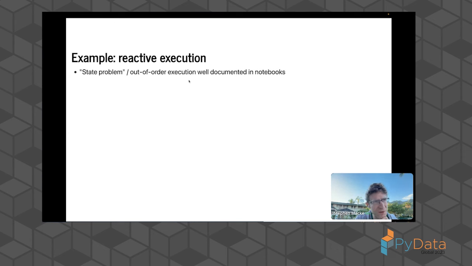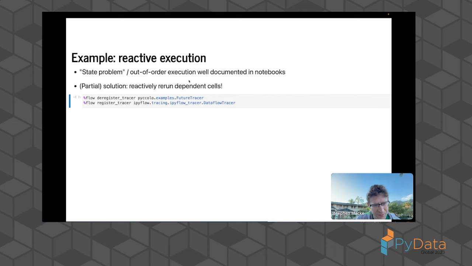And the reason for some of these problems with notebooks is that you can run things out of order, and it gets really hard to keep track of the state of the notebook because you have to think about it in your head the whole time. So one partial solution to this problem is to reactively rerun dependent cells whenever something changes. So let's take a look at what that looks like in practice.